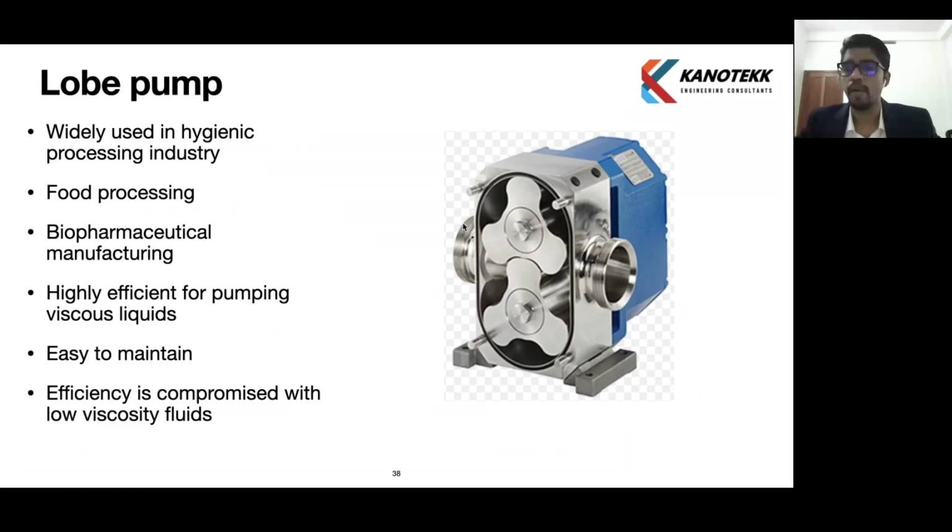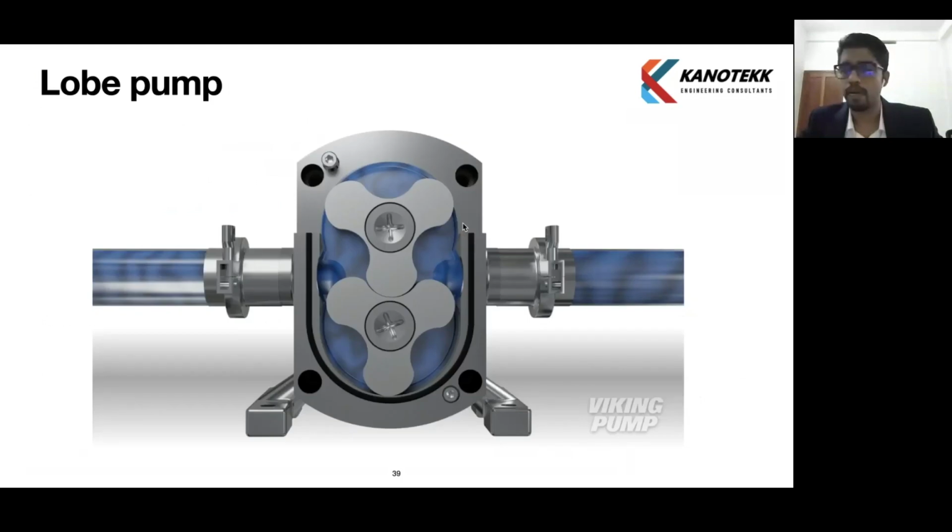So this is a peristaltic pump. This pump has advantages compared to the gear pump. This pump has many advantages. It is widely used in the food processing sector or biopharmaceutical manufacturing sector. It is very highly efficient for viscous fluids and easy to maintain, and efficiency is compromised if you use a low viscosity fluid. Generally, we don't go for a low viscosity fluid for gear pumps, peristaltic pumps, etc. So in this case, we will see how a peristaltic pump works.